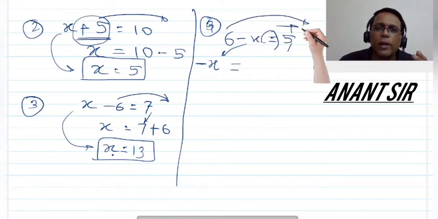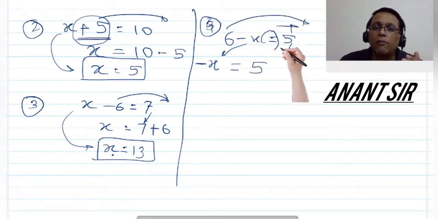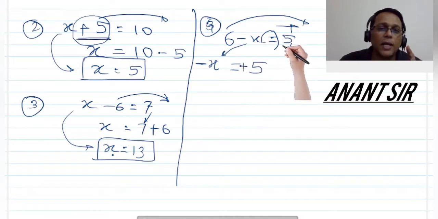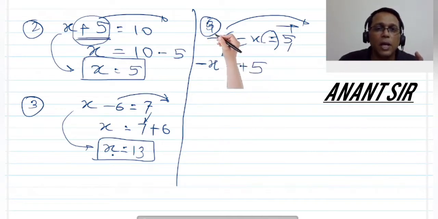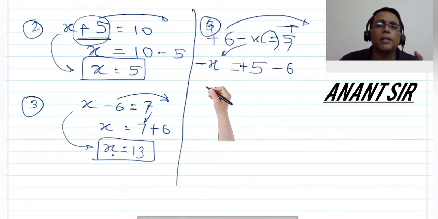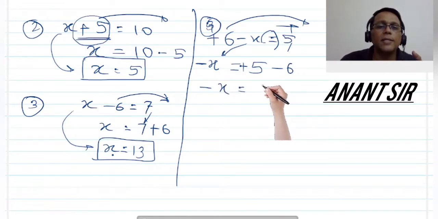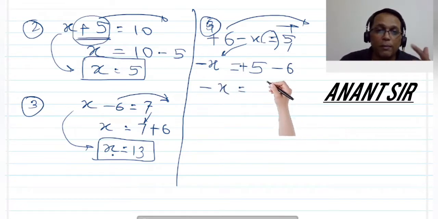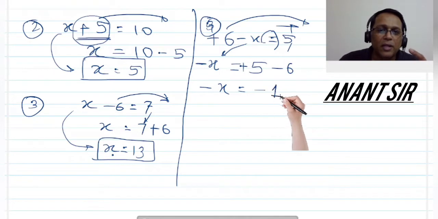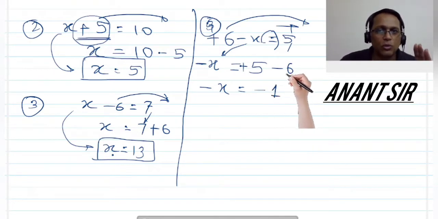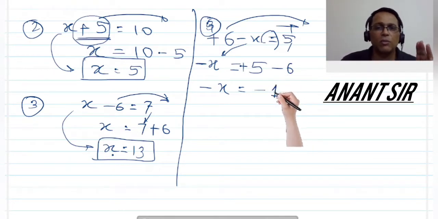6 is going to the other side. This 5 will remain as it is. Whatever the sign it had, it will remain as it is. Plus 6 will become minus 6. So it becomes minus x is equal to, what will it become? It will become minus 1. Okay, see, this is also one of the points where the students make mistakes.